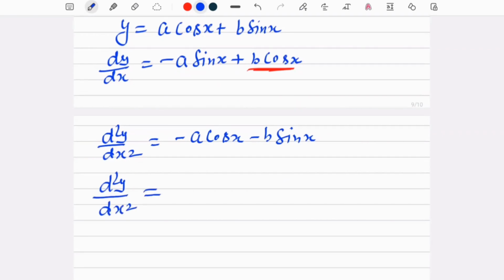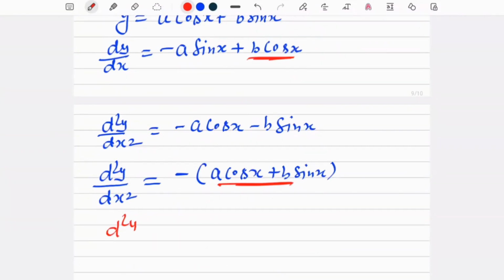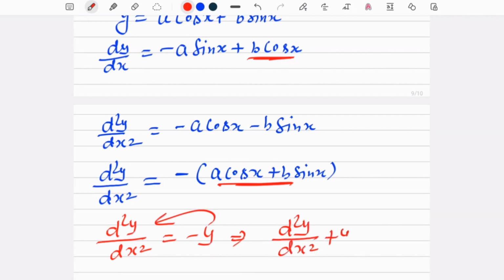Then we'll substitute this in the equation. Common out minus: a cos x plus b sin x, and a cos x plus b sin x is my original value of y. So we will have minus y. So minus y plus y is equal to 0. Or we can shift it this way: d square y by dx square plus y is equal to 0.